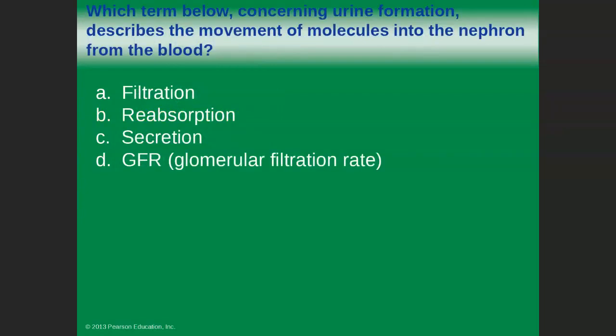Which term below concerning urine formation describes the movement of molecules in the nephron from the blood? When you go from the nephron into the blood, what do we call that? Reabsorption, right. When you go from the filtrate to the blood, we call that reabsorption. Secretion would be from the blood to the filtrate. That would be the opposite direction.